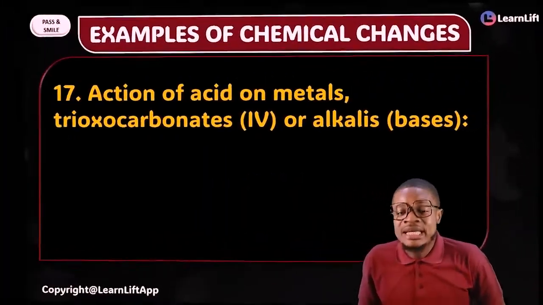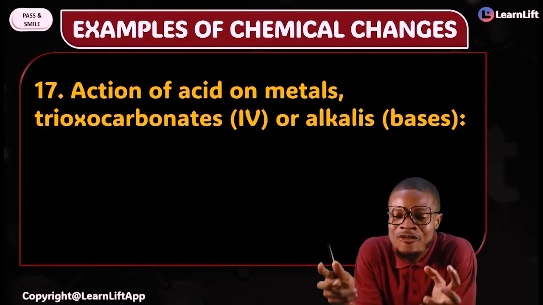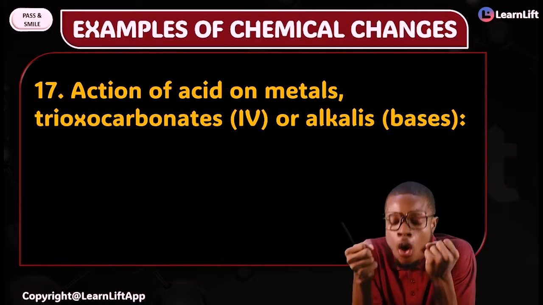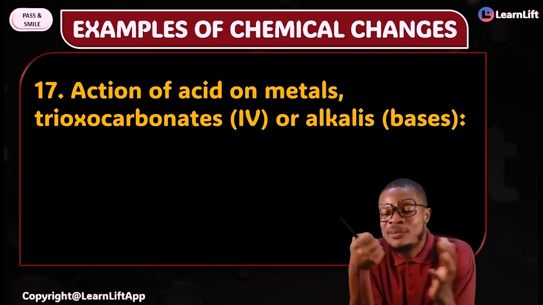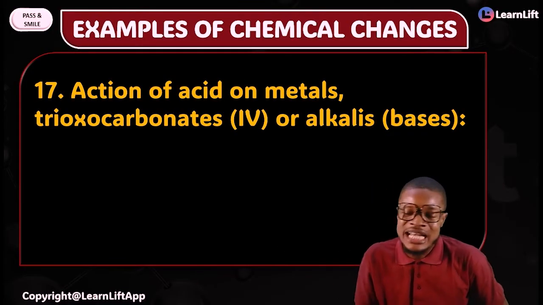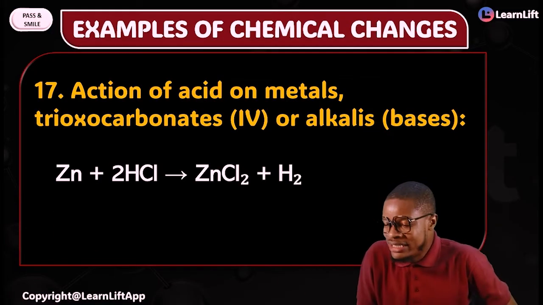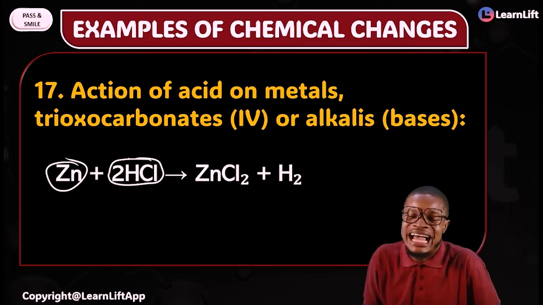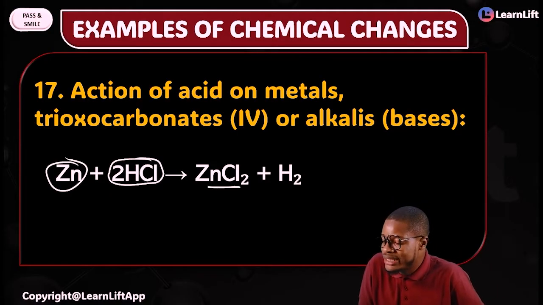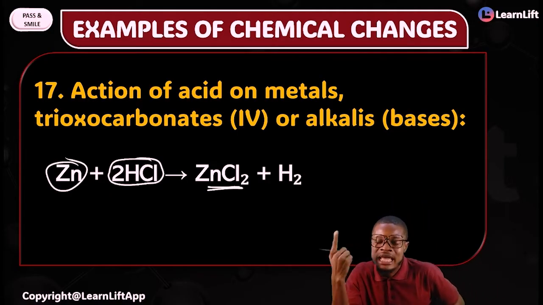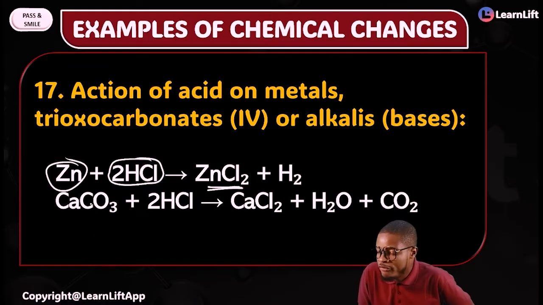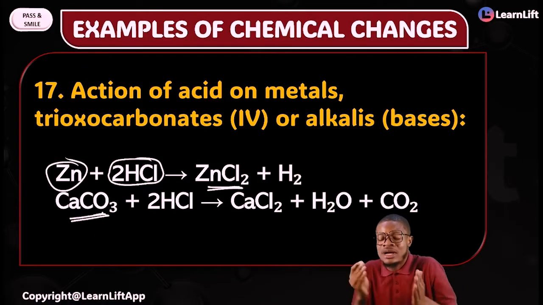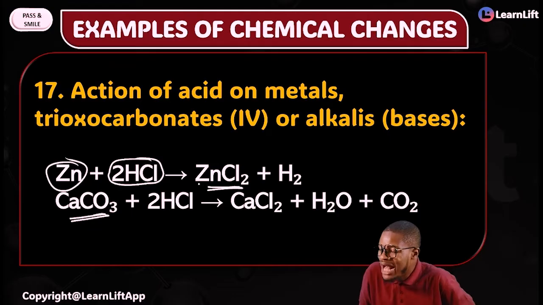Number 17, we are going all the way to 20. Action of acid on metals, or action of acid on trioxocarbonate 4, or alkalis, which are the bases. Now, what happens here? This is your metal combining with HCl acid. What is it going to give rise to? Zinc chloride, and then hydrogen. Chemical change.